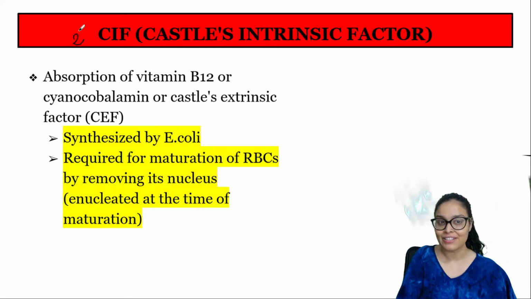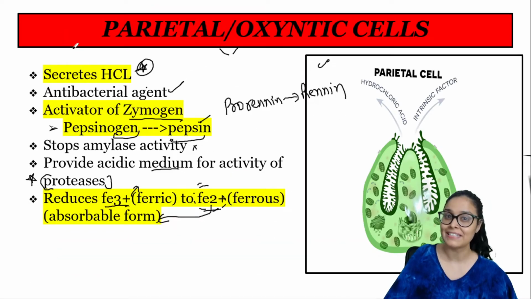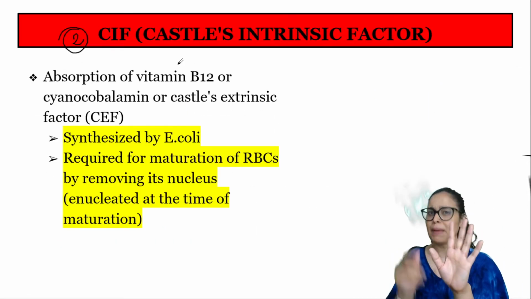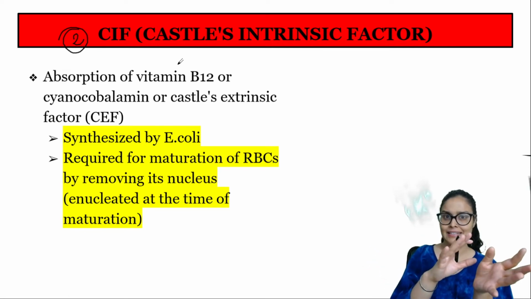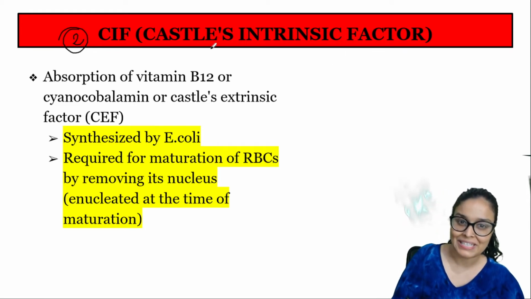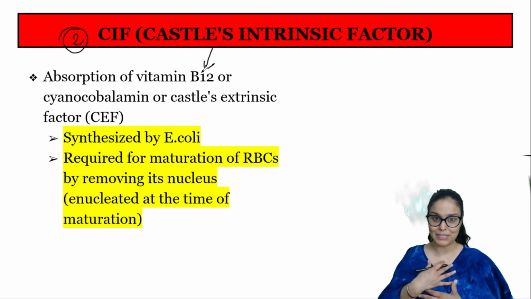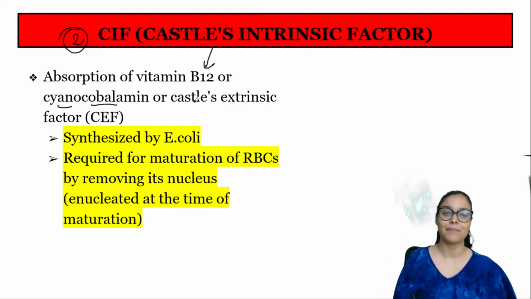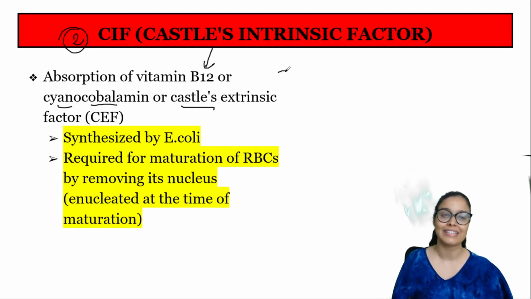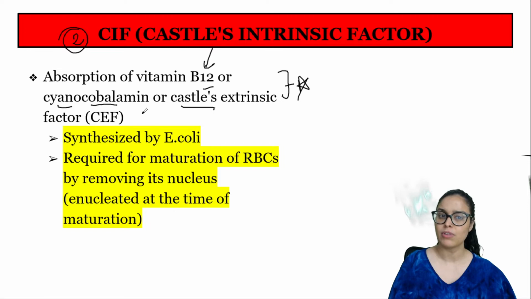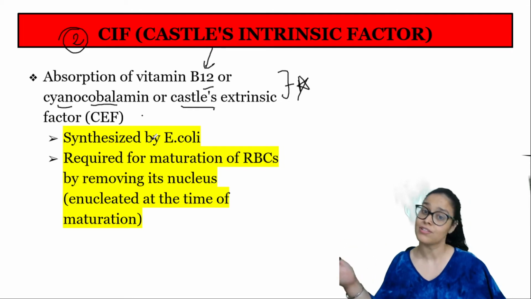Now the second factor secreted by the OP cell, the oxyntic parietal cell, will be Castle intrinsic factor. So see, the peptic cell is related to pepsinogen, and the parietal cell is related to HCl and CIF, that is, Castle intrinsic factor. And what is the purpose of it? It will absorb vitamin B12, also known as cyanocobalamin. Vitamin B12, cyanocobalamin, is basically absorbed by this Castle intrinsic factor. So vitamin B12's scientific chemical name is cyanocobalamin, also known as Castle extrinsic factor.